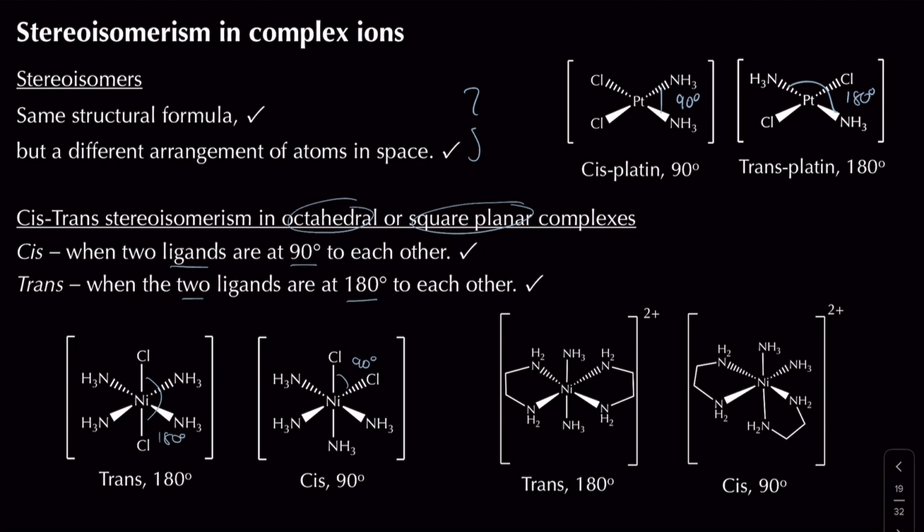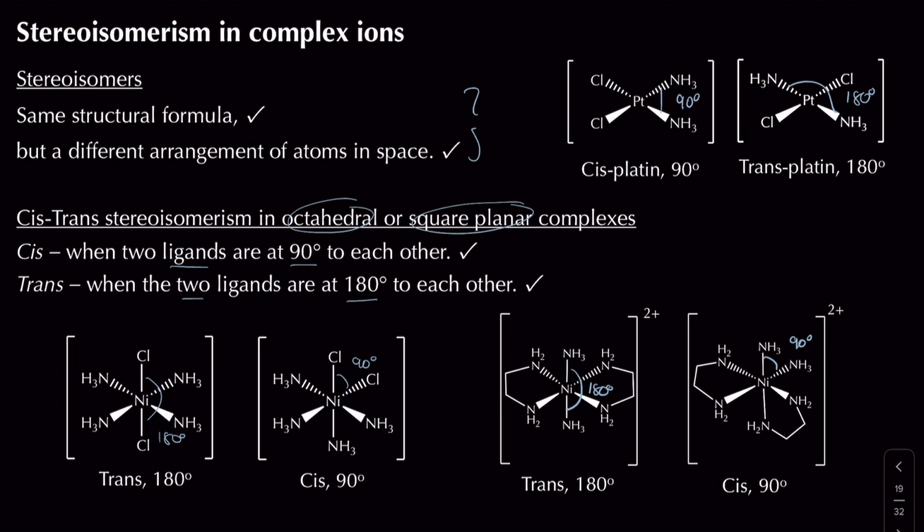Now, I've got here another example where I've got two monodentate ligands versus two bidentate ligands. You can see over here I've got my trans isomer because I've got 180 degrees between the ammonias, and over here it's my cis isomer because I've got 90 degrees between the two ammonias again. So there are our two different examples that we can get.